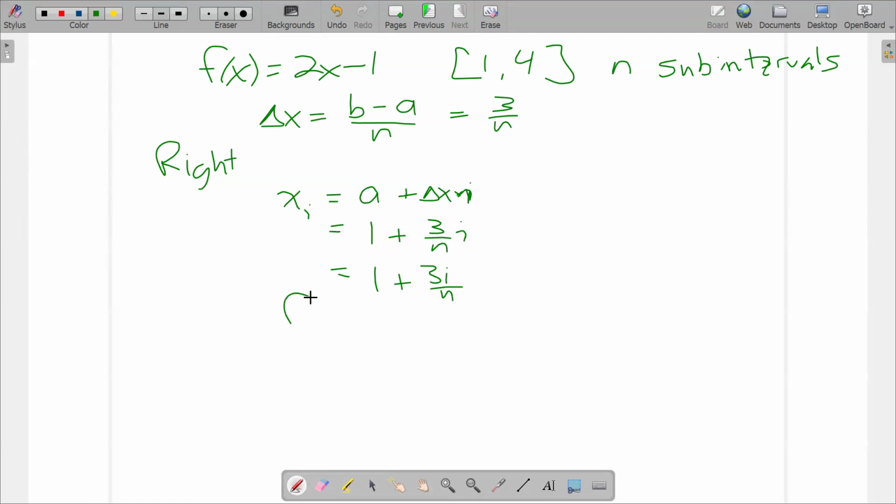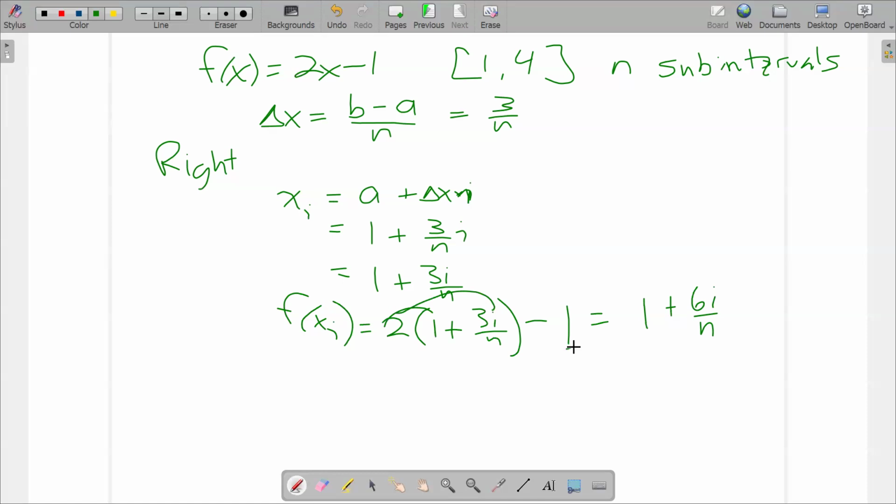What's f of x then? Or f of xi? Well, let's plug that in. That would be just 2 times (1 plus 3i over n) minus 1. And that cleans up a little bit. 2 times 1 is 2, then minus 1 is going to be 1, plus 2 times 3i is 6i over n. So just distributing the 2, combine the negative 1.